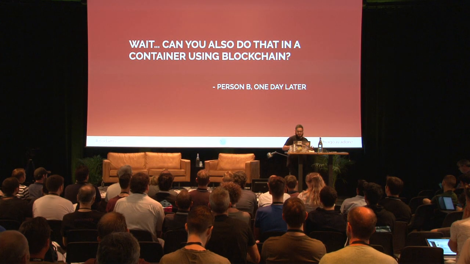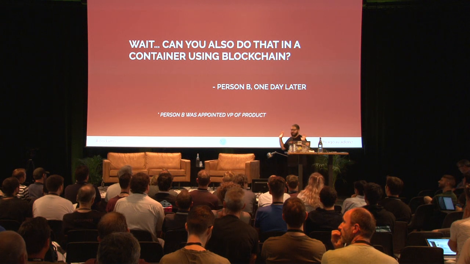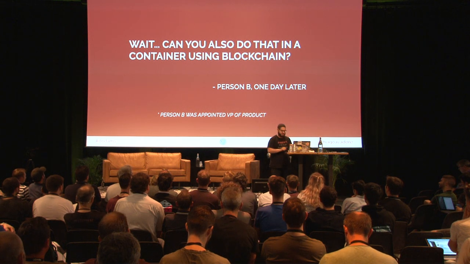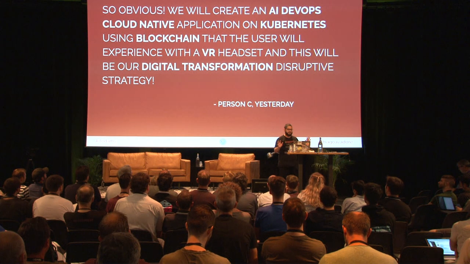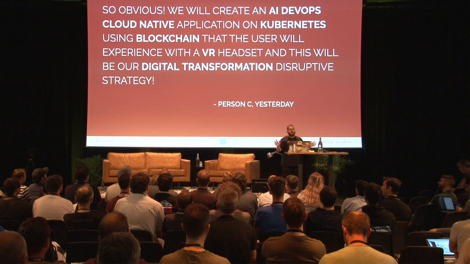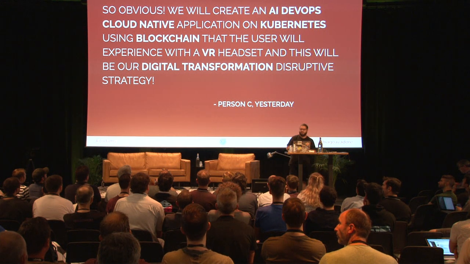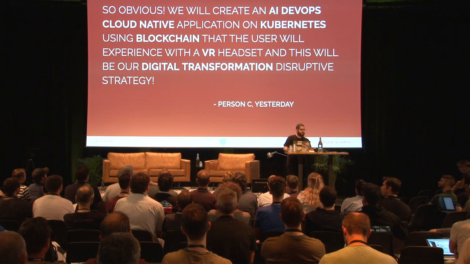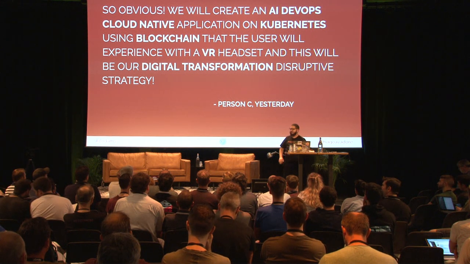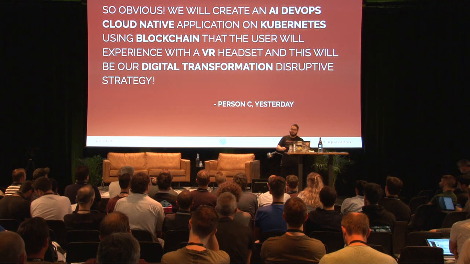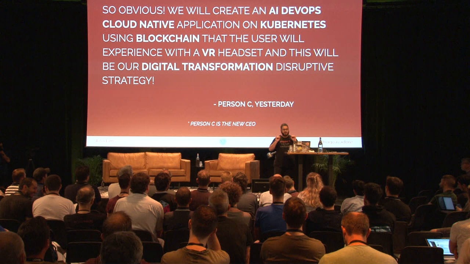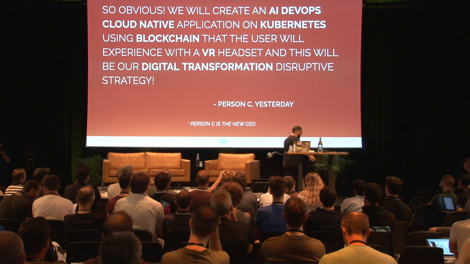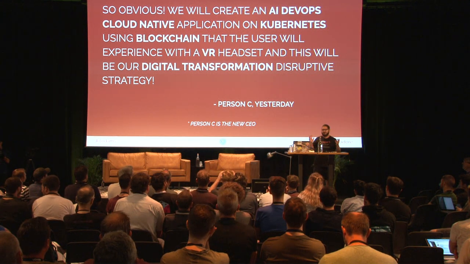And then people start to say, okay, now this person is VP of product. But then someone else joins the meeting and says, wait. Why don't we create an AI DevOps cloud native application on Kubernetes using blockchain that the user will experience with a VR headset, and this will be our digital transformation disruptive strategy. And this person is not just VP of product anymore, this person is the new CEO. They get the funding, he goes to San Francisco, he moves to the Bay Area, he gets a lot of money for it, and he starts working on it.